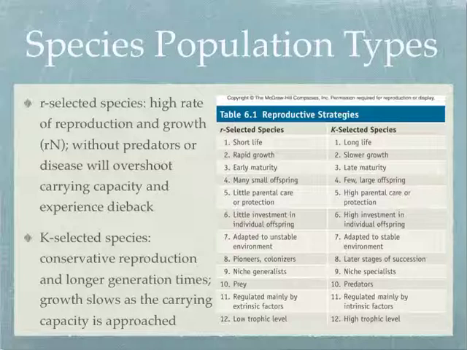However, K-selected species usually have a conservative reproduction model and take longer times in between reproduction. This means that the growth slows as it reaches carrying capacity, and K-selected species will model a logistic growth pattern.